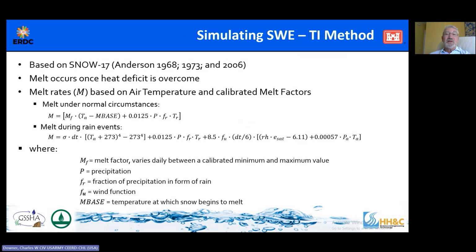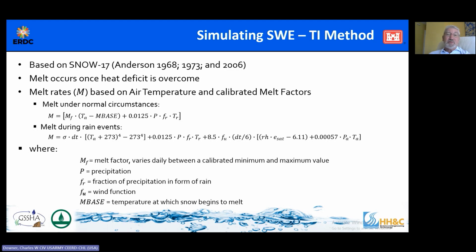So, using the temperature index method, like we said, based on Snow 17 by Anderson, and there are all of his papers if you're curious about how it's derived. Melt occurs once the heat deficit is overcome. So now the snowpack is modeled as a kind of negative heat storage, and this heat deficit has to be overcome. The melt rates are based on the air temperature and calibrated melt factors.